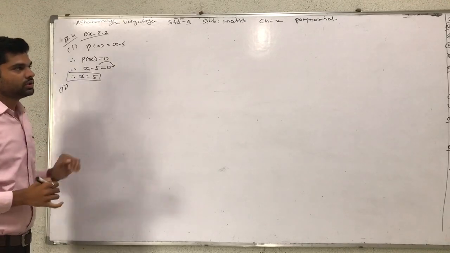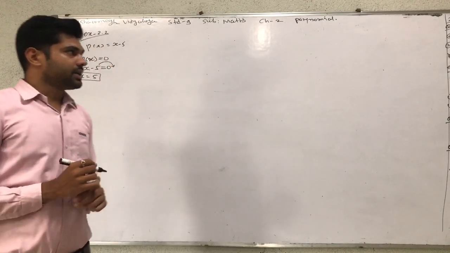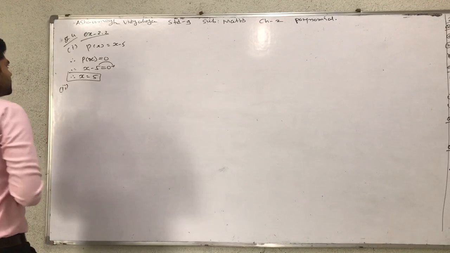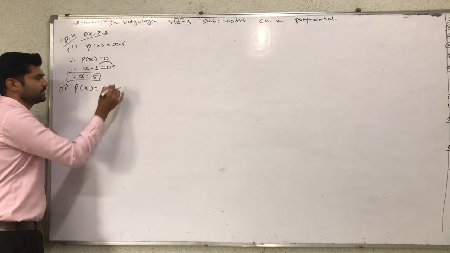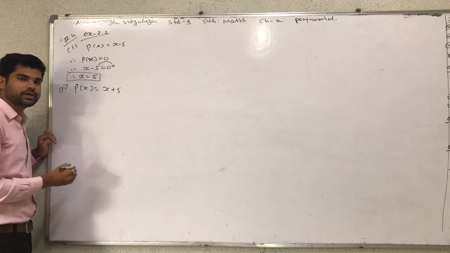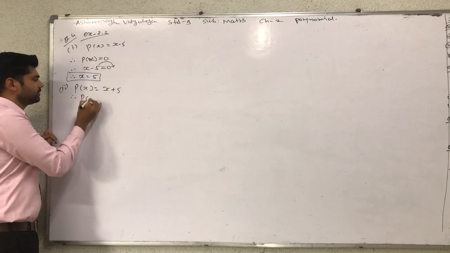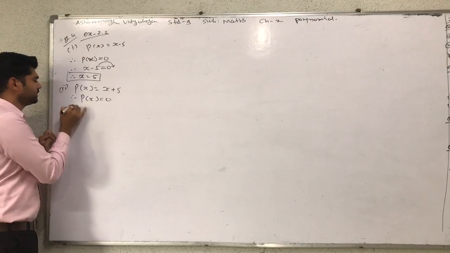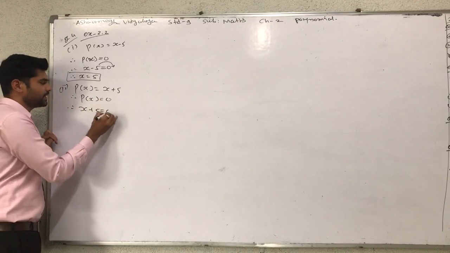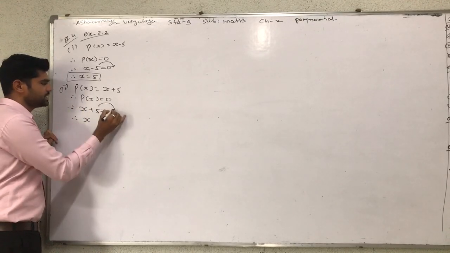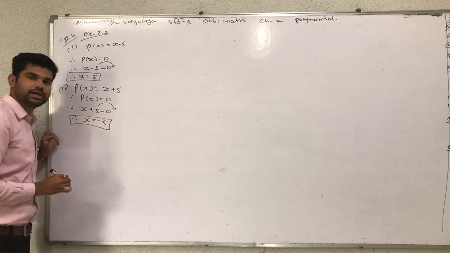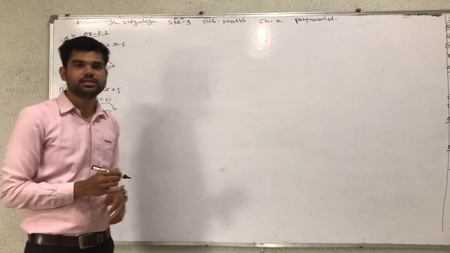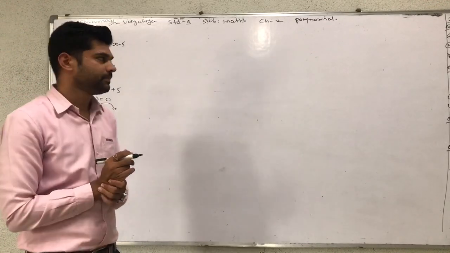Similarly, question number 2. P of x is equal to x plus 5. In the same way, p of x equal to 0. Therefore x plus 5 equal to 0. The sign changes, plus 5 becomes minus 5. So the zero is minus 5.